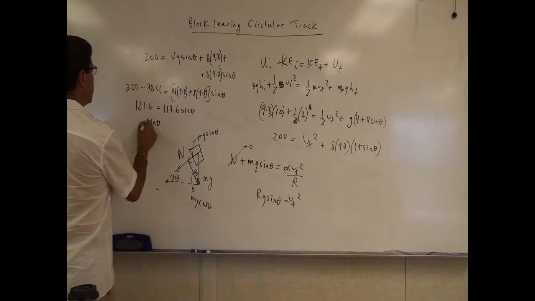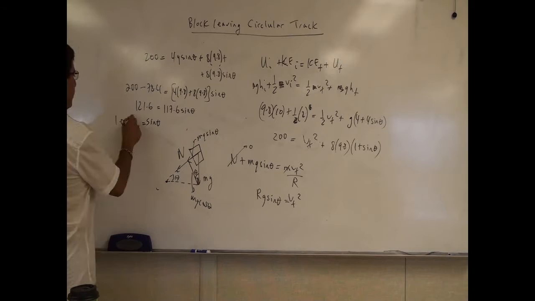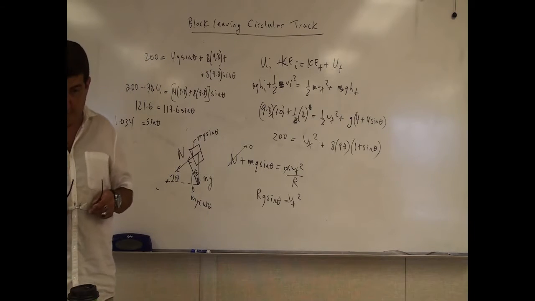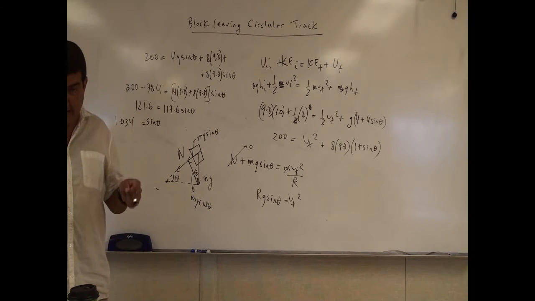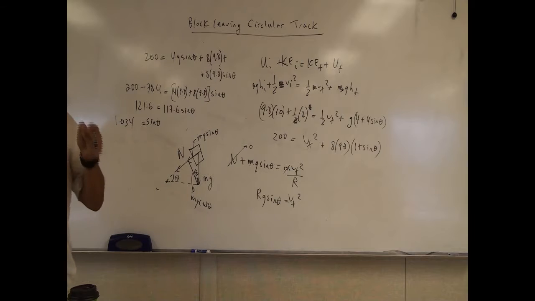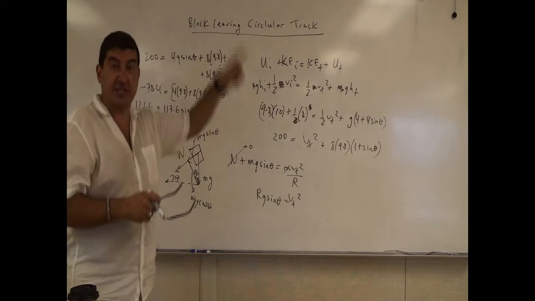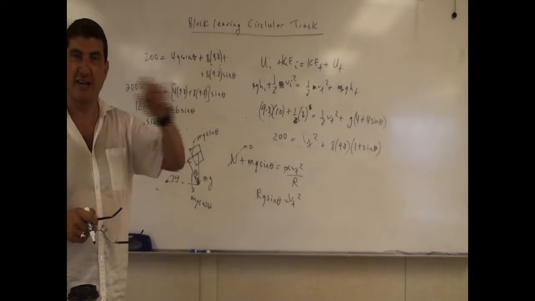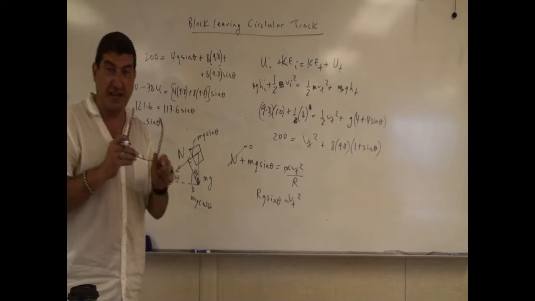Sine of theta is going to be equal to 4. So what does that mean? Can the sine of an angle ever be greater than 1? No. So what does that mean? We are safe here. That block will always stay on that track. No matter what happens, it will always stay on that track.